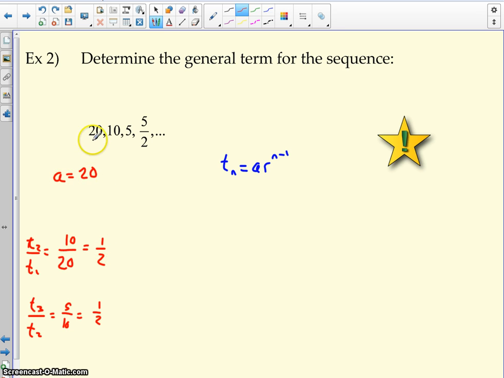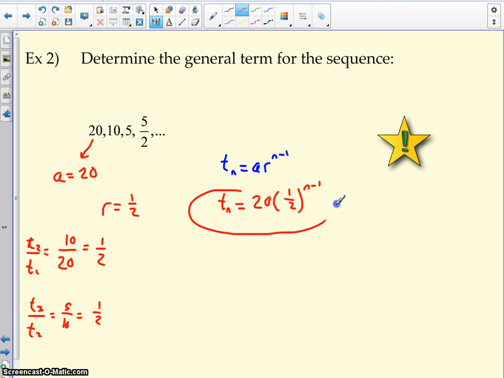Okay, so in this case, you should see that the first term, the a, is 20. We can find our common ratio by taking any two consecutive terms and dividing them. So if I take the second term, 10, divided by the first term, 20, 10 over 20 is 1/2. Do the same thing with the third and second term. 5 divided by 10 is 1/2, or fourth and third term, 5 over 2 divided by 5 is also 1/2. So my r here is 1 over 2, or 0.5. So my general term, Tn, is a, which is 20, r, which is 1/2, and the exponent is n minus 1. So there's my general term.